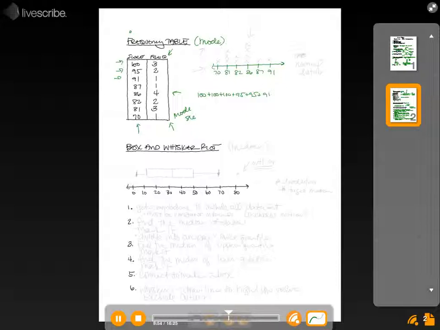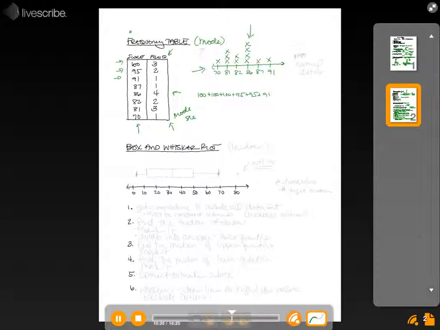Now, another way to show a frequency table is to mark how often these occur. Well, 70 occurred once, so it has 1 x. 81 occurred 3 times, so it has 3 x's. 82 occurred twice. 86 occurred 4 times. 87 once. 91 once.